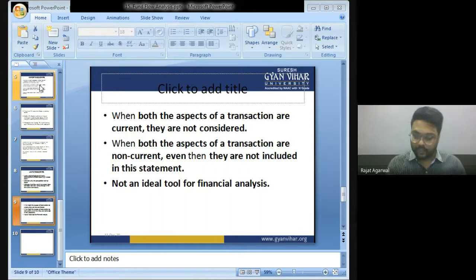So in short, through fund flow analysis and the fund flow statement, we will get to know from where our company is obtaining the funds and where we are employing the funds, so that we can utilize the funds in a proper manner and earn more profit.